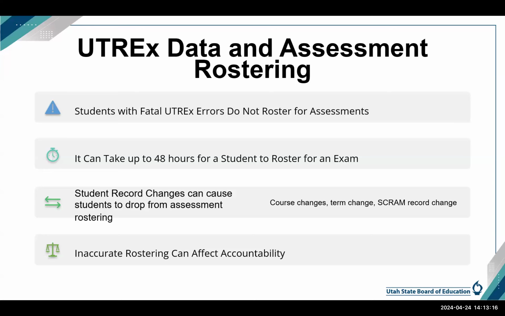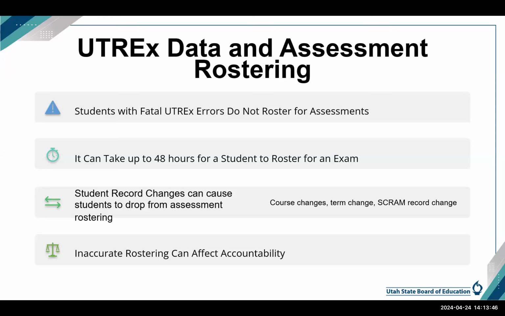Finally, inaccurate rostering can affect accountability. I hate to use the word inaccurate. It sounds very negative, but especially with RISE, we roster students for RISE tests by their course core codes. If a course has an incorrect core code applied to it, it can cause a test to be created for them. And then we're going to have to put in a participation code or a non-participation code for that test. It can affect your participation rates.